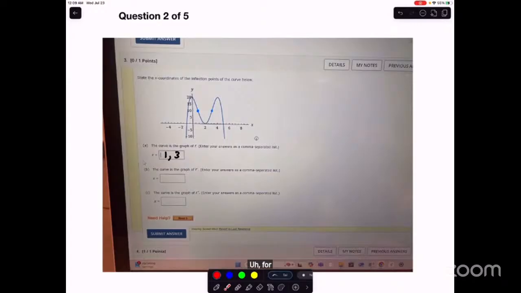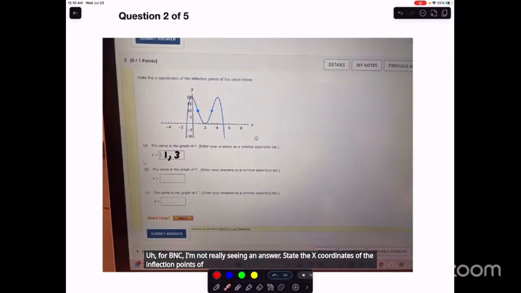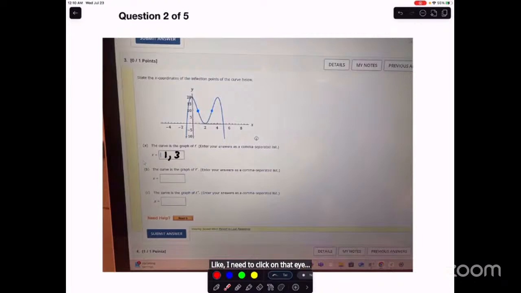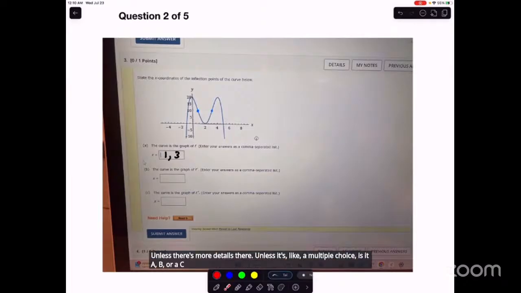For B and C, I'm not really seeing an answer. State the x coordinates of the inflection points of the curve below. Like I need to click on that I. But yeah, I feel like A is the best, unless there's more details there. Unless it's a multiple choice, is it A, B, or C? That's what I'm thinking it is, and that's why I went with that.